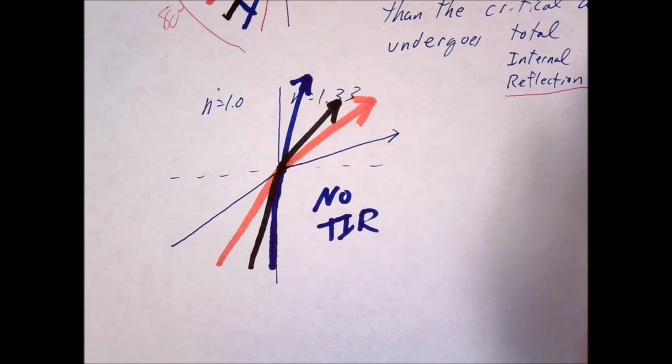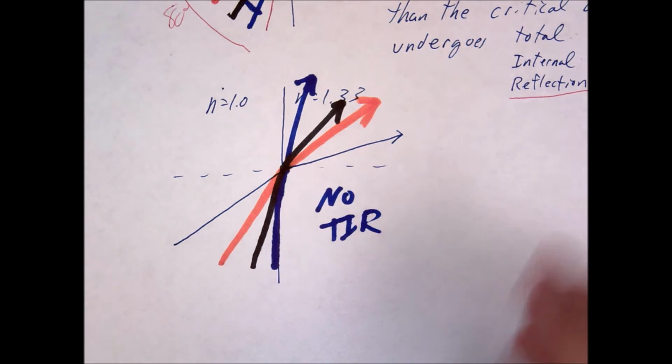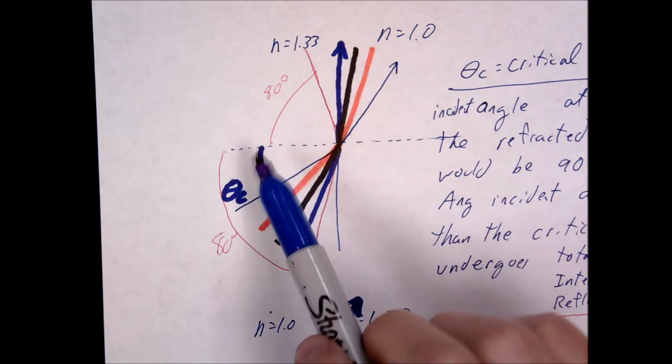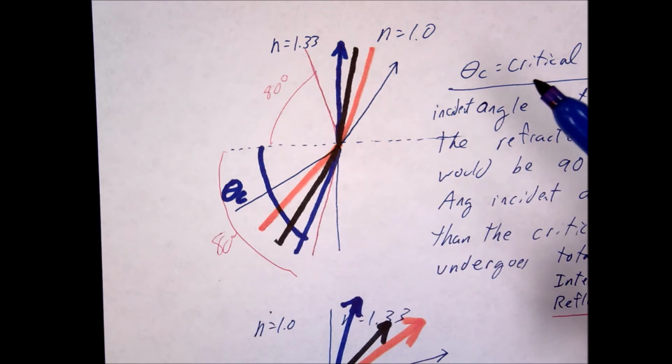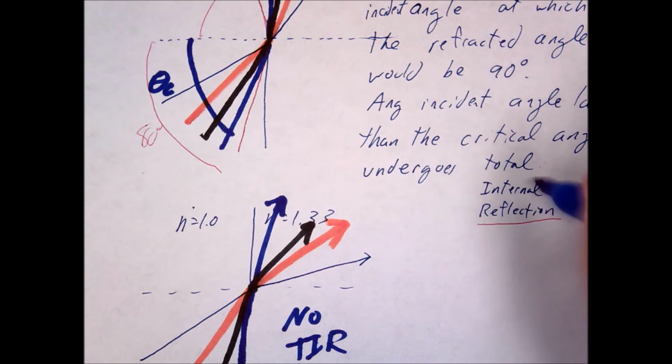So in order for total internal reflection to occur, you have to go from a large index to a small index. So that's what that word internal means. It's kind of like you have to come from inside water to outside of air. You can't come from the outside of air to the inside of water. So it has to happen on the inside. So that's what internal means.